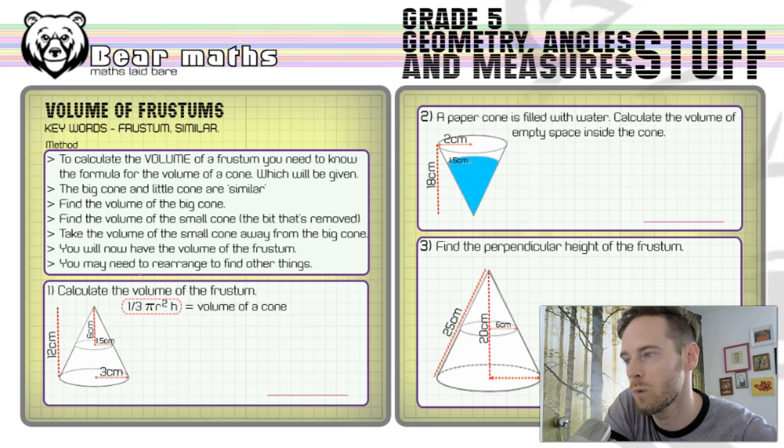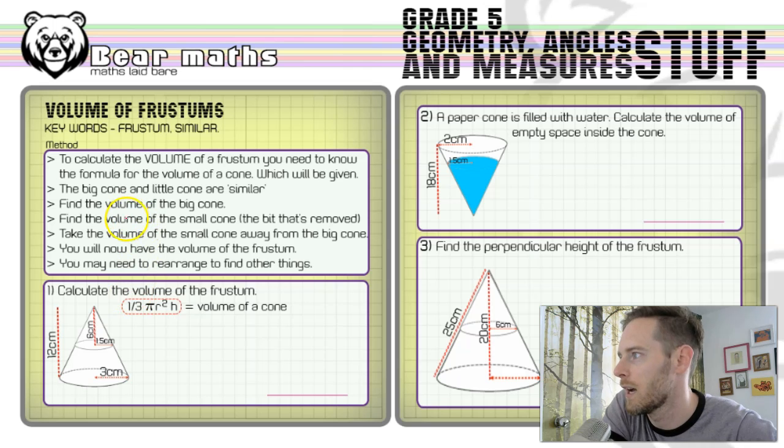Now, the method states that to calculate the volume of a frustum you need to know the formula for the volume of a cone, which will be given to you. This could be a topic that is only on higher papers. I don't recall ever seeing a question on frustums on a foundation paper, but technically on the specification it could be a foundation topic, but it would be very top end. Now the big cone and the little cone are similar, because the little cone is part of the big cone. You chop off part of the cone and you end up with another cone, and the bit that's left over is the frustum.